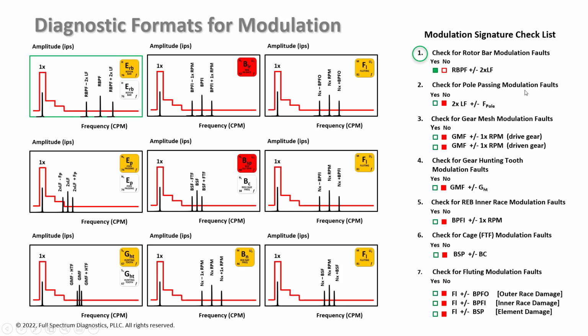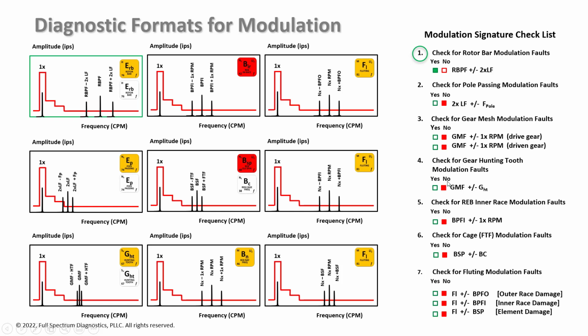We check pole passing modulation. Pole passing is a lower frequency. Pole pass frequency is around 2 times line frequency as a sideband. Much too low for our application. Check for gear mesh modulation faults, and 1 times RPM sidebands around gear mesh frequency for the drive and the driven gear are common, just due to a little discrepancy in the cuts of the teeth on a gear. But we don't have 1 times RPM sideband, so that one doesn't jive.